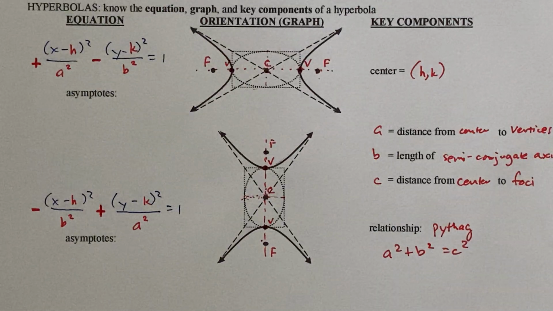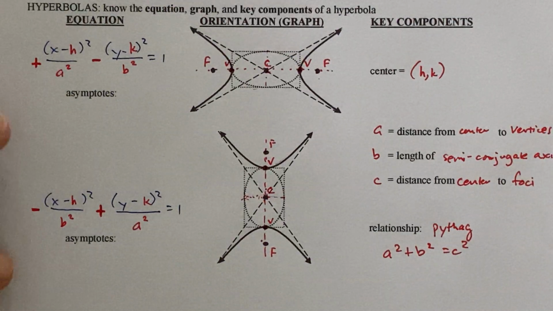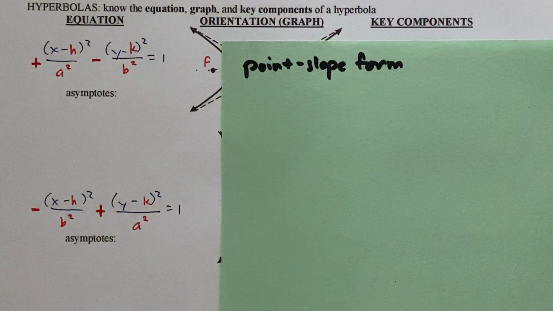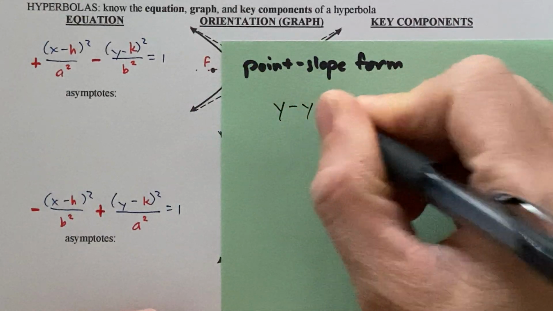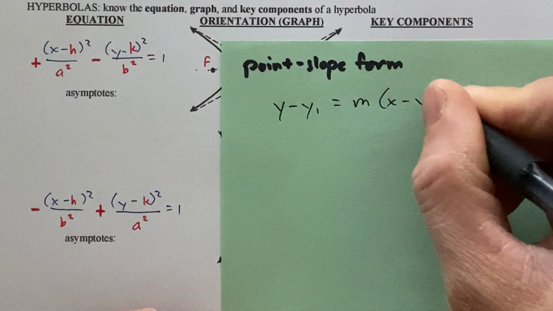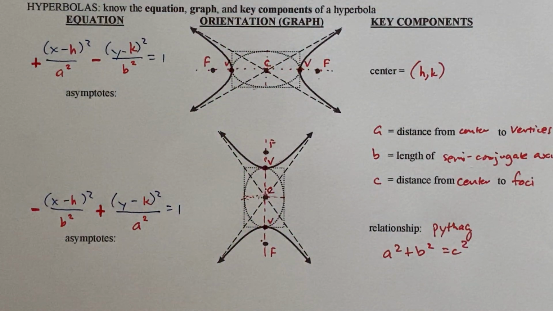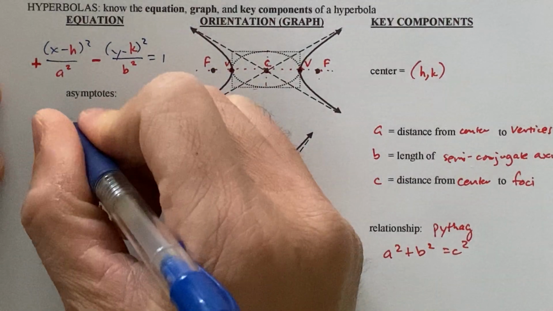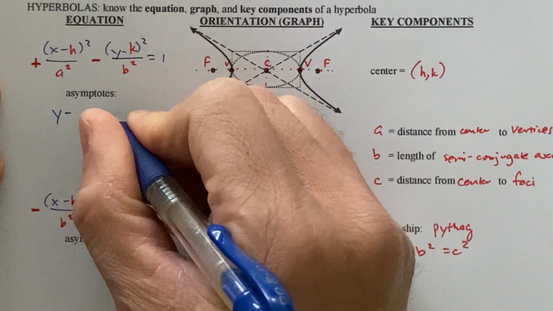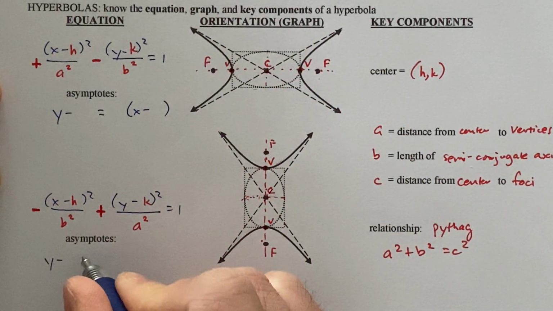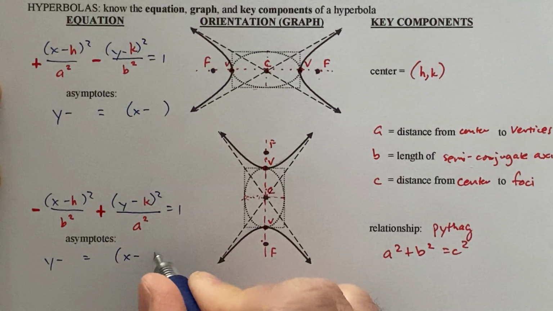I apologize, there's one more thing I need to talk about, and that's the asymptotes. Now, the asymptotes used to be really tricky, but I'm going to make it as easy as possible for you. Let's go back to point-slope form in Algebra 1 real quickly. Hopefully, you guys remember from point-slope in Algebra 1, it's going to be y minus y1 equals m times x minus x1. So we're going to set up that structure, okay? So we're going to have y minus y1 equals the slope times x minus x1. Same thing here. y minus y1 equals the slope times x minus x1.